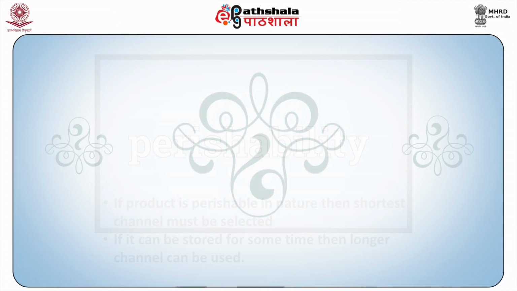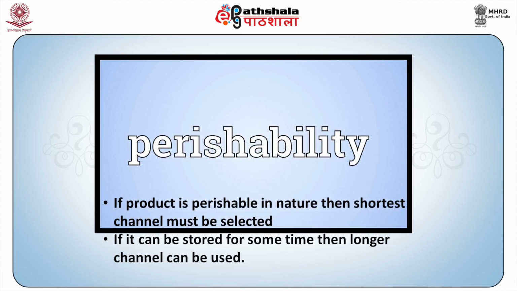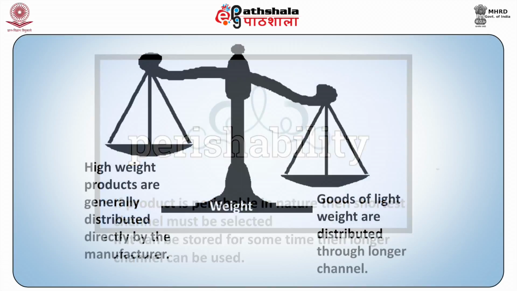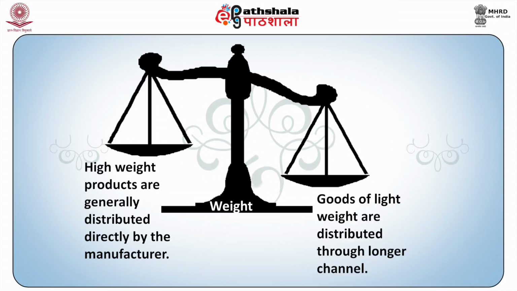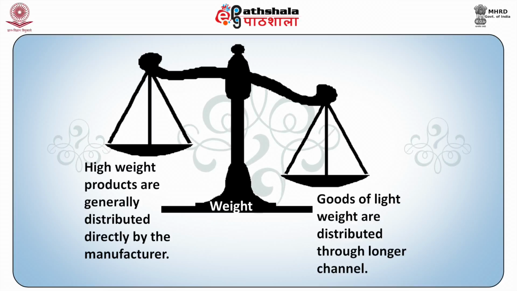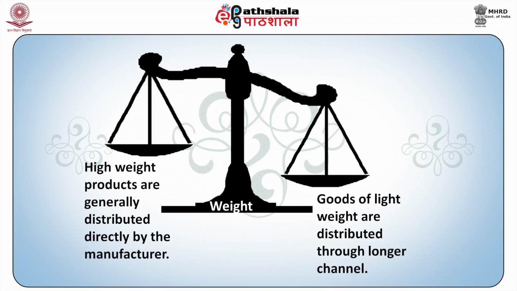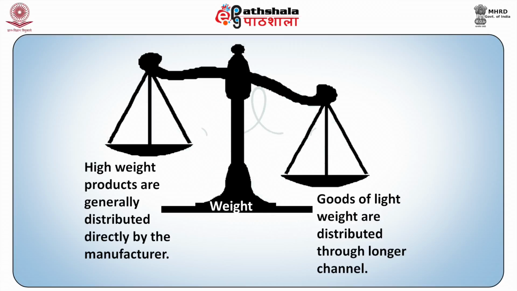Factors related to product. These factors related to product which affect the selection of channel of distribution are: number one, perishability of products. If product is perishable in nature, then shortest channel must be selected. If it can be stored for some time, then longer channel can be used. The second is weight. High weight products are generally distributed directly by the manufacturer. Goods of light weight are distributed through longer channel.